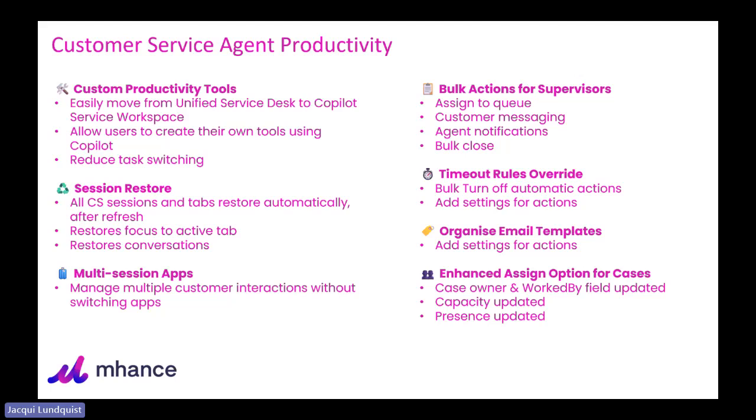Unfortunately, I don't have any screenshots of this, so it would be nice to see. But for example, while handling a case, an agent could quickly switch between Copilot and a custom tool like a credit score checker, all in the one workspace. Developers could then connect the tools to case details so that they automatically show the right information. So this will save agents jumping between apps, cut down on repetitive work, and lead to quicker resolutions.